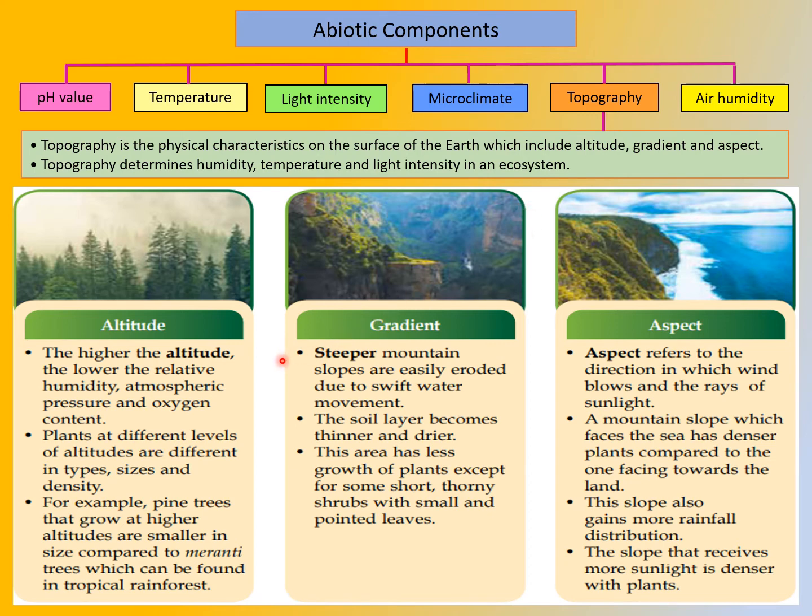Altitude. The higher the altitudes, the lower the relative humidity, atmospheric pressure, and oxygen content. Plants at different levels of altitude are different in types, size, and density. For example, pine trees that grow at higher altitudes are smaller in size compared to Meranti trees, which can be found in tropical rainforests. Gradient.